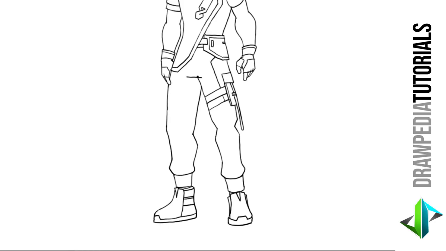And for the strap on his thigh, we're gonna copy the same shape again on the left side of the legs right there. And at the side, I'm gonna add the pockets with a rectangular shape. A line down for the strap at the side of the pocket, sideways, back up.